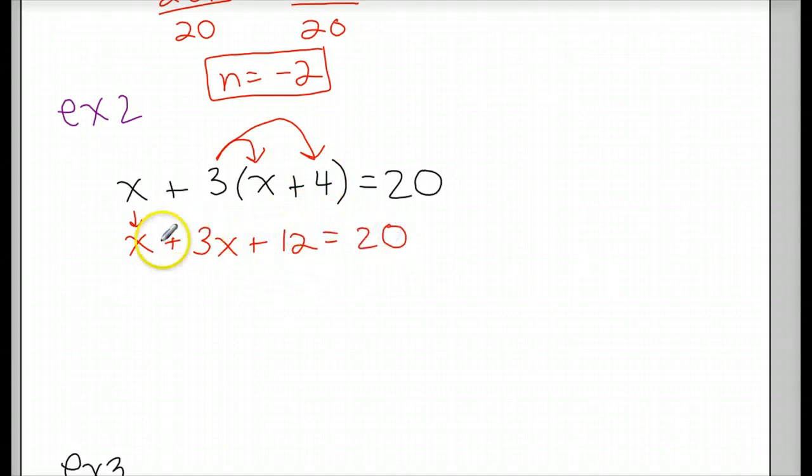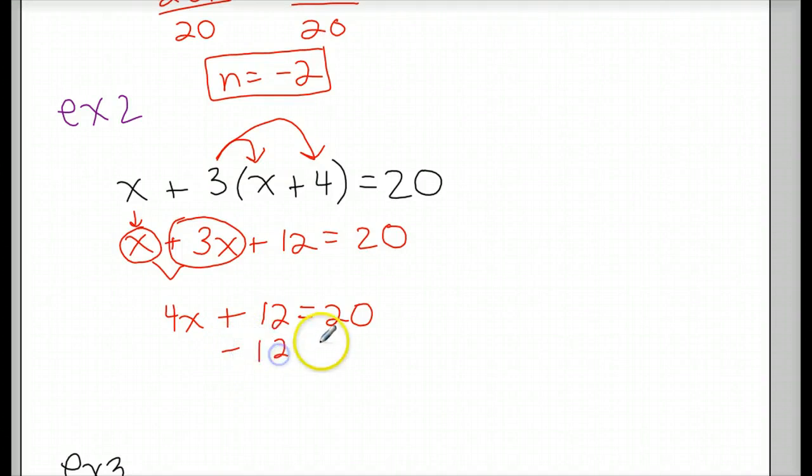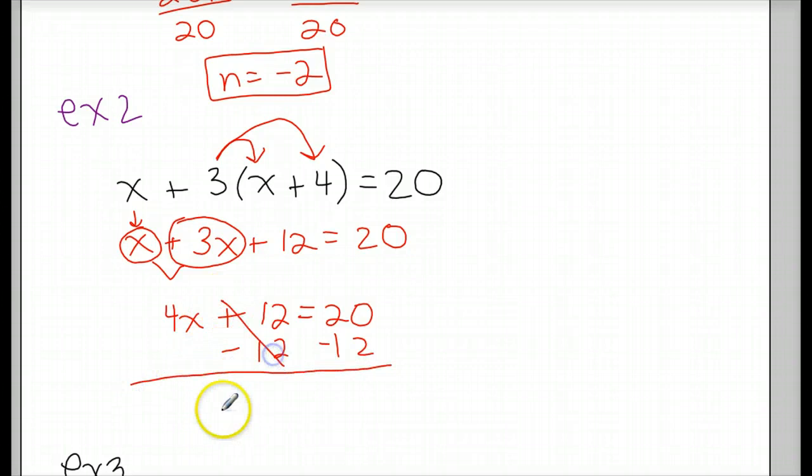Now this is like yesterday. Well, now we're going to combine like terms, which are x and a positive 3x. And we get what? We get 4x. This is just like saying 1x plus 3x, 1x, plus 12 equals 20. Well, now again, we're down to a two-step equation. So we minus 12 from both sides. Cancel this, we get 4x equals 20 minus 12 is a positive 8.